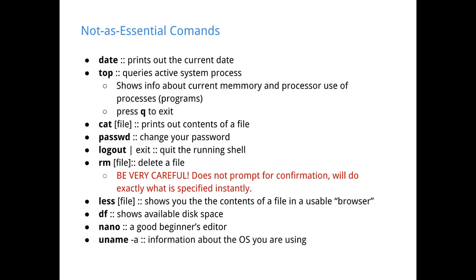And uname is a little command that allows you to see information about the OS. It prints out what instruction set it is using, whether it's 64-bit, and some little arbitrary info that it chooses to print out. But it might be interesting to see what you are actually using, since there are so many different varieties of Linux.